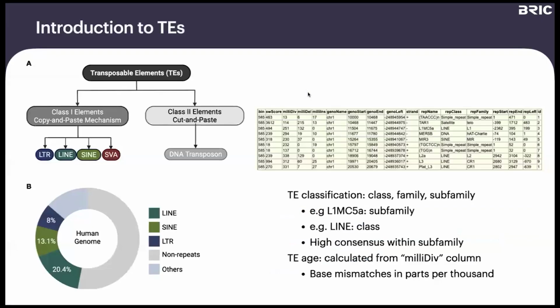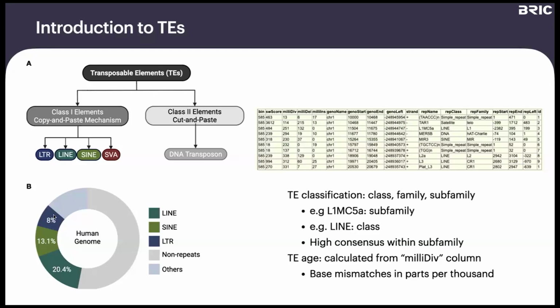Transposable elements, which are repetitive genomic segments in the human genome, exist in many copies. They have the ability to move and jump around the genome. Based on their movement mechanism, transposable elements can be divided into two classes. Class 1 elements use a copy and paste mechanism, and class 2 elements use a cut and paste mechanism. Inside class 1 elements, TEs can be further divided into LTR, SINE, LINE, and SVA based on their sequence composition.